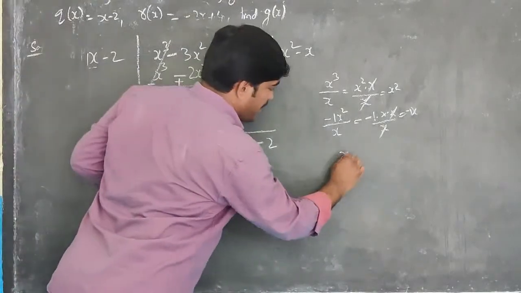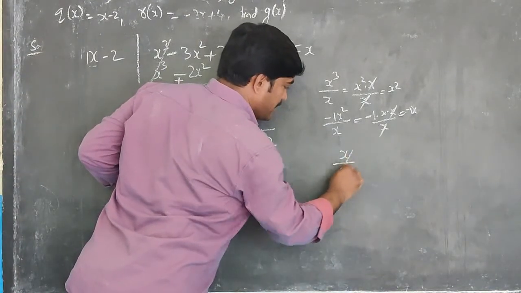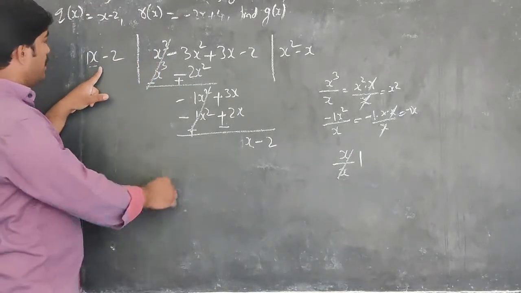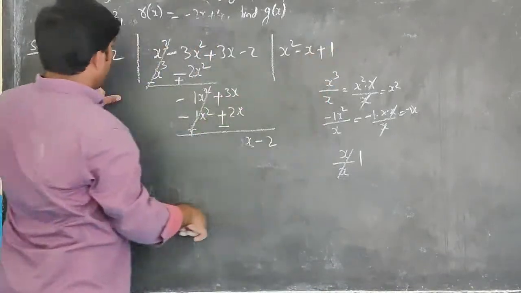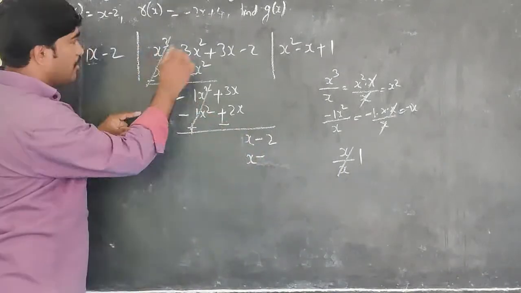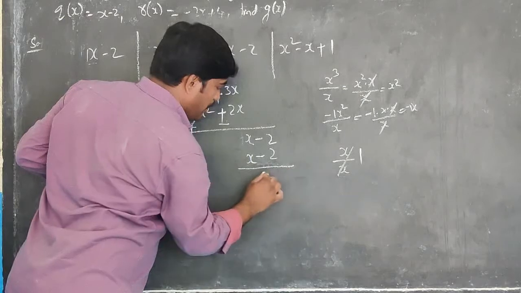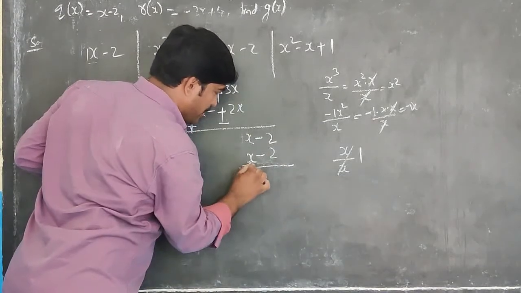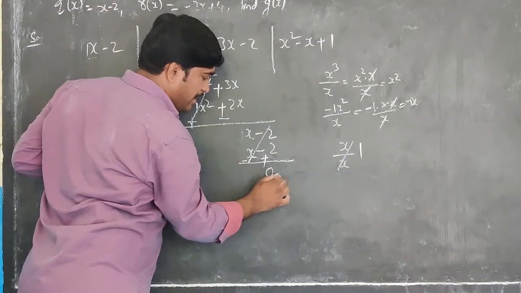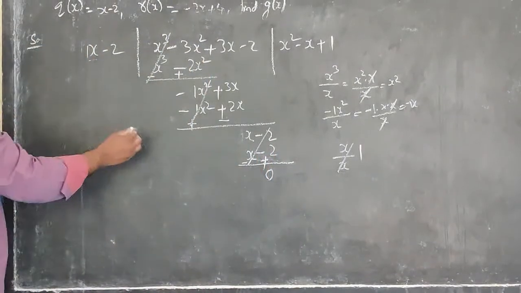Now what is the term here? x by x, this is nothing but 1. x gets cancelled. We will get 1. Now plus 1. Now 1 into x, x, plus into minus, minus 1 into 2. Now change of sign, minus plus. Now both the terms get cancelled. So what is the remainder? 0.